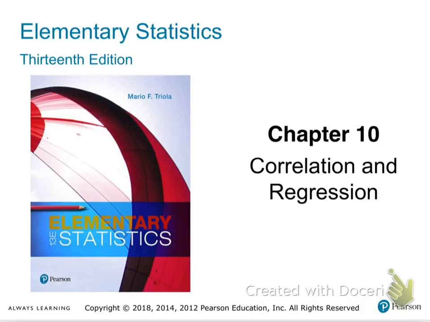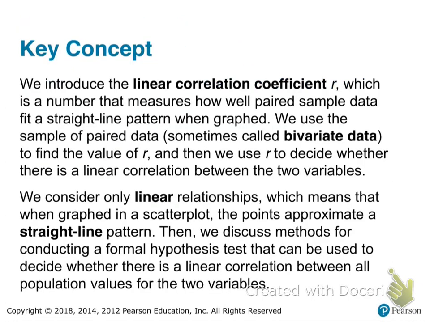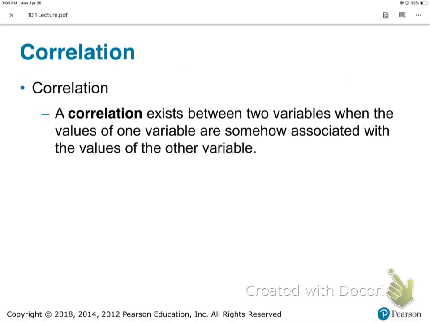Kind of chapter 10 stuff. So regression, correlation, linear correlation coefficient. So I'm just going to move through this. A correlation is when two things are connected, right? When one thing affects the other.